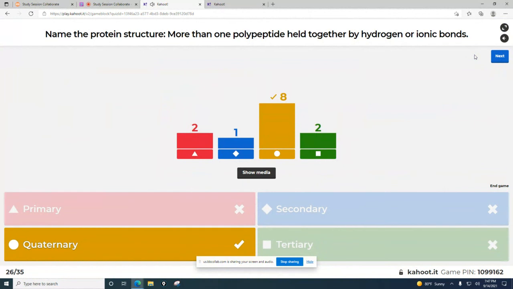So definitely study these, commit them to memory. It's going to make your life a whole lot easier, I promise. So more than one polypeptide, more than one protein coming together, forming hydrogen or ionic bonds. Remember, that's our quaternary. Like our hemoglobin, for example, that requires 4 like proteins to come together and make one big one. And not all proteins reach that level, just some have it.